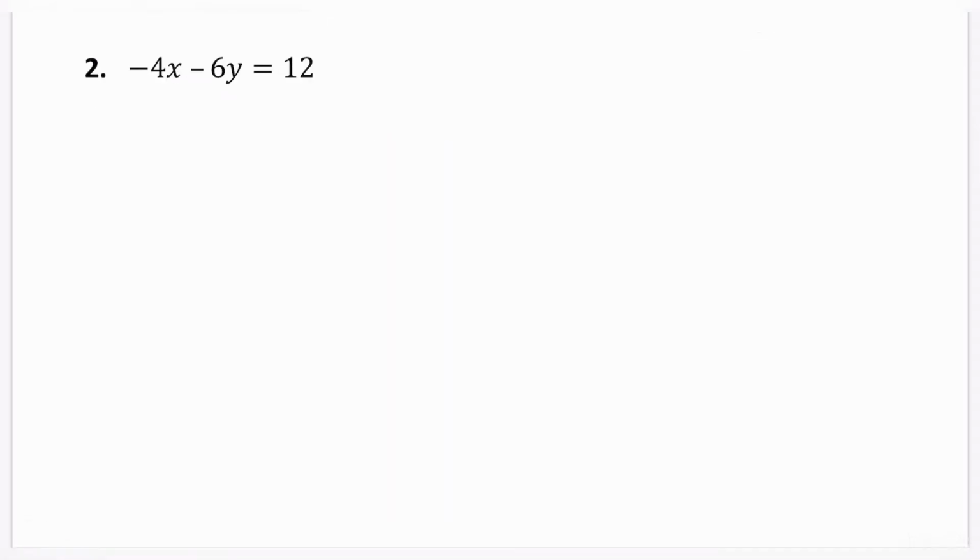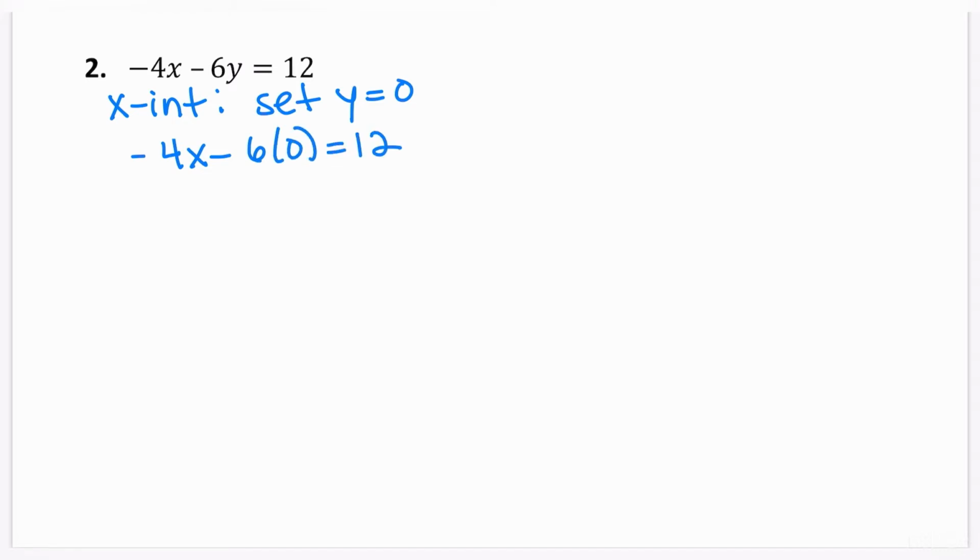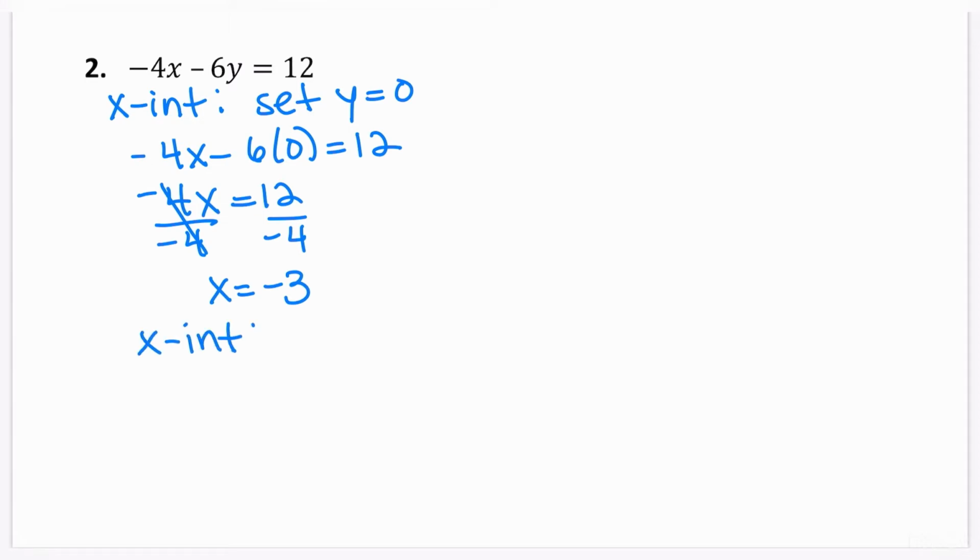Question number 2, we're going to do exactly the same thing. To find the x-intercept, we're going to set y equal to 0. So negative 4x minus 6 times 0 equals 12. This part, 6 times 0, is just 0, so I'm just going to get rid of it. So that means negative 4x equals 12. If I divide by negative 4, that means x is equal to negative 3. So the x-intercept is the point negative 3, 0.